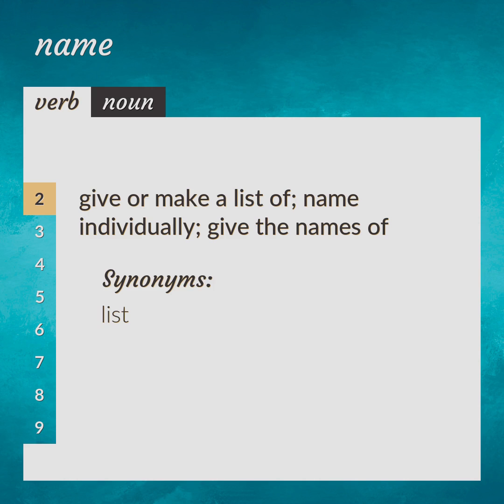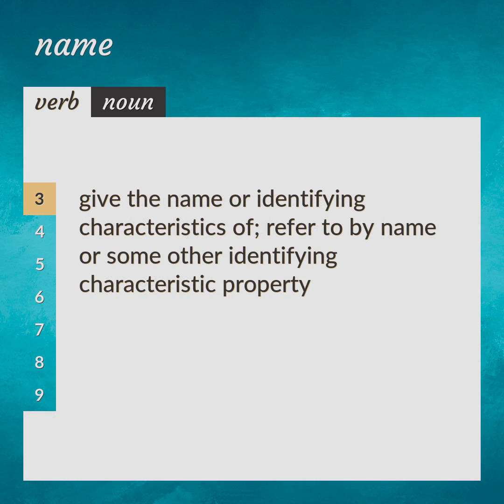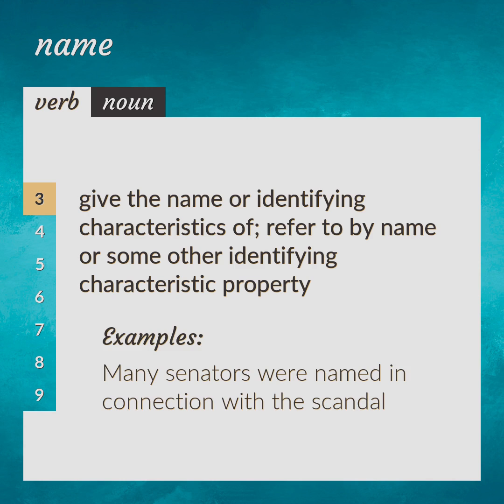List. Give the name or identifying characteristics of. Refer to by name or some other identifying characteristic property. Many senators were named in connection with the scandal.